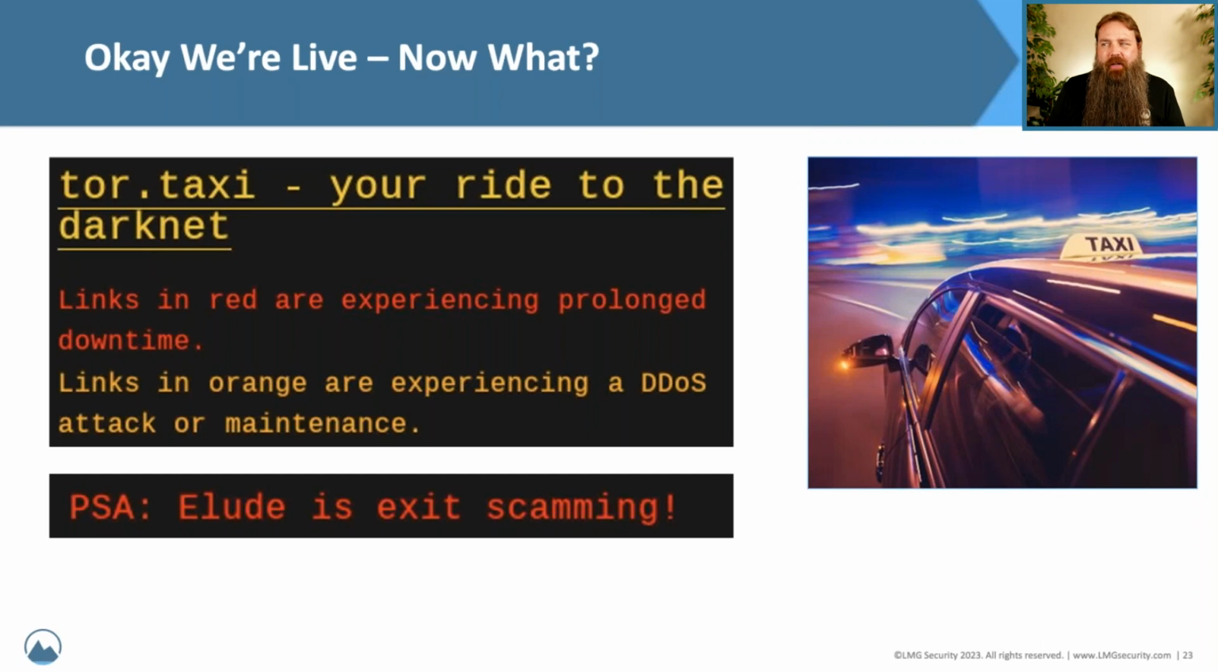Websites on the Darknet go down very, very frequently. It's just kind of the nature of the business. Links in orange are experiencing denial of service attacks. That happens also very frequently. And then they also give notifications when a Darknet market is going through what's called an exit scam. I'll cover what that is here in just a second.